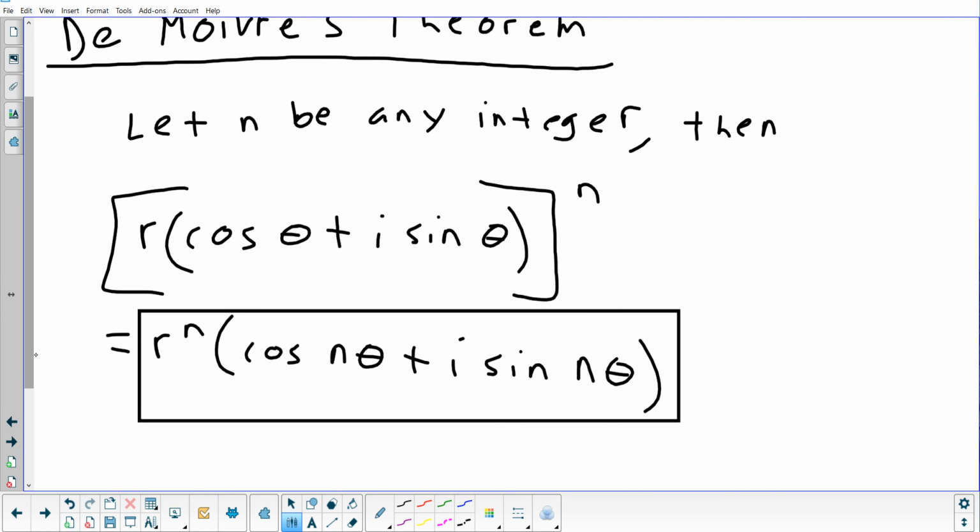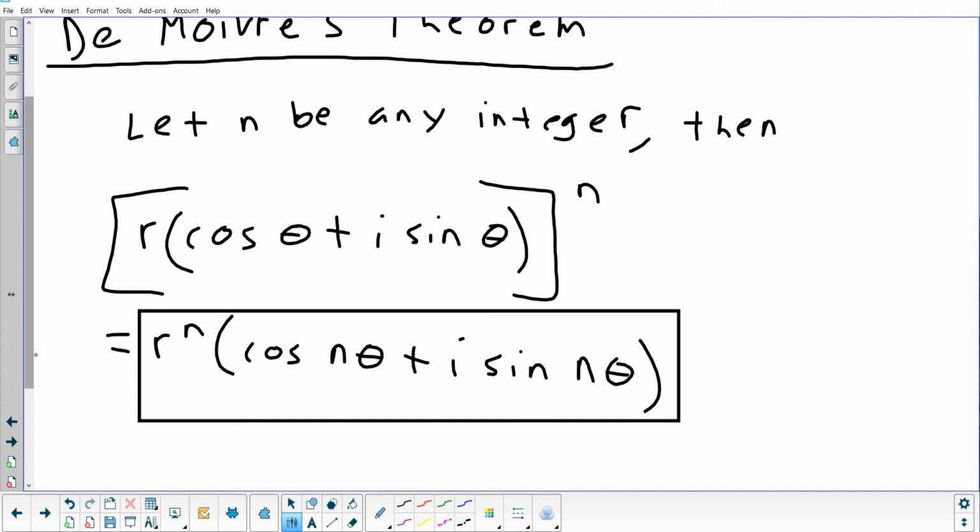So the key to using this formula is that you have to have a number in trig form. If it's already in trig form, well, great, it's going to be real easy. If it's not in trig form, okay, well, we've got a little bit of extra work. We have to use the Pythagorean theorem to get the radius, and then use inverse tangent to get the angle. But this is still going to save you time.